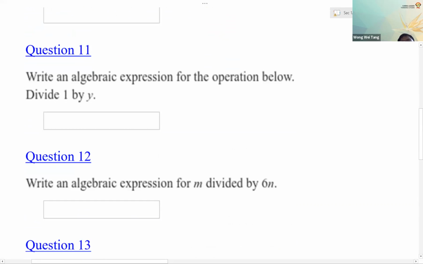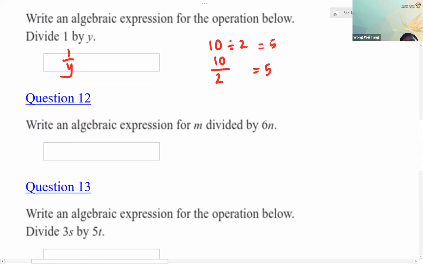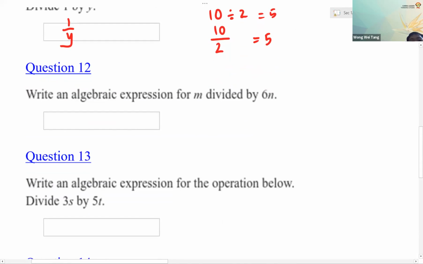Divide. Now we are doing a division. 1 divided by y. Now if I ask you to take 10 divided by 2, you will write 5, right? So another way of writing 10 divided by 2 is 10 over 2. This is called 10 divided by 2, and you still get 5. So now the question is divide 1 by y. So it will be 1 over y. Okay, next, m divided by 6n. M over 6n.